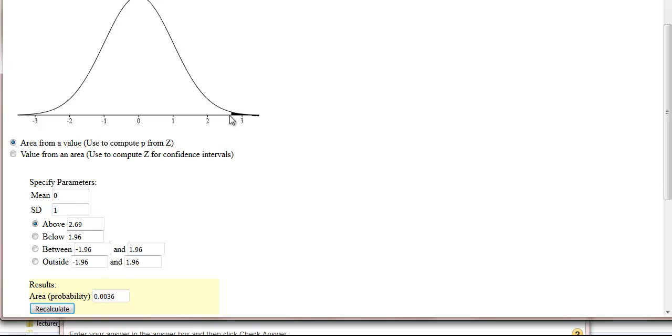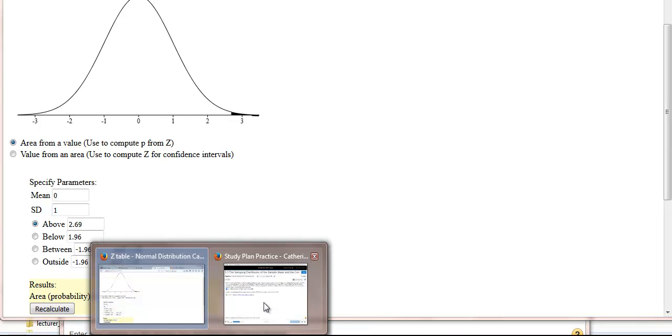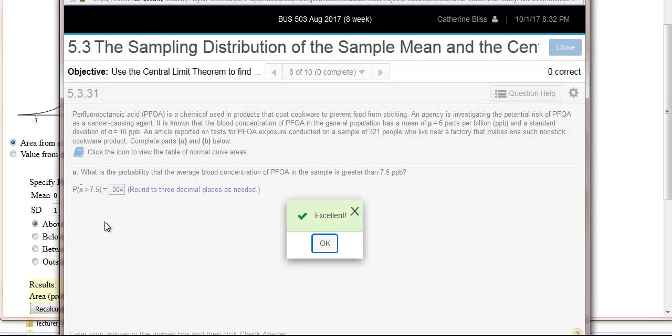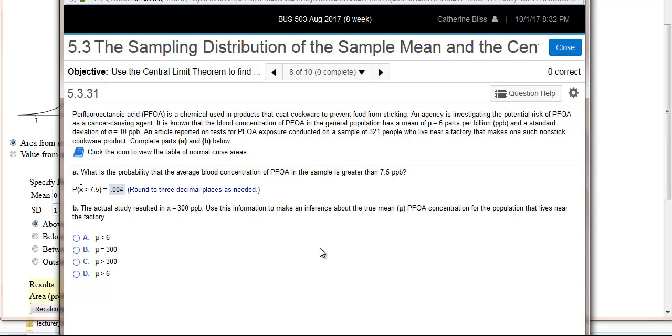So that's a pretty extreme z-score that we have our hands on. It's way out in the tail, and so I would like you to think about that as a very extreme sort of value. But anyways, the result there, the area is 0.0036. Let's go back to our problem. Now the problem says round to 3 decimal places, so that would be 0.004, and that's the answer.